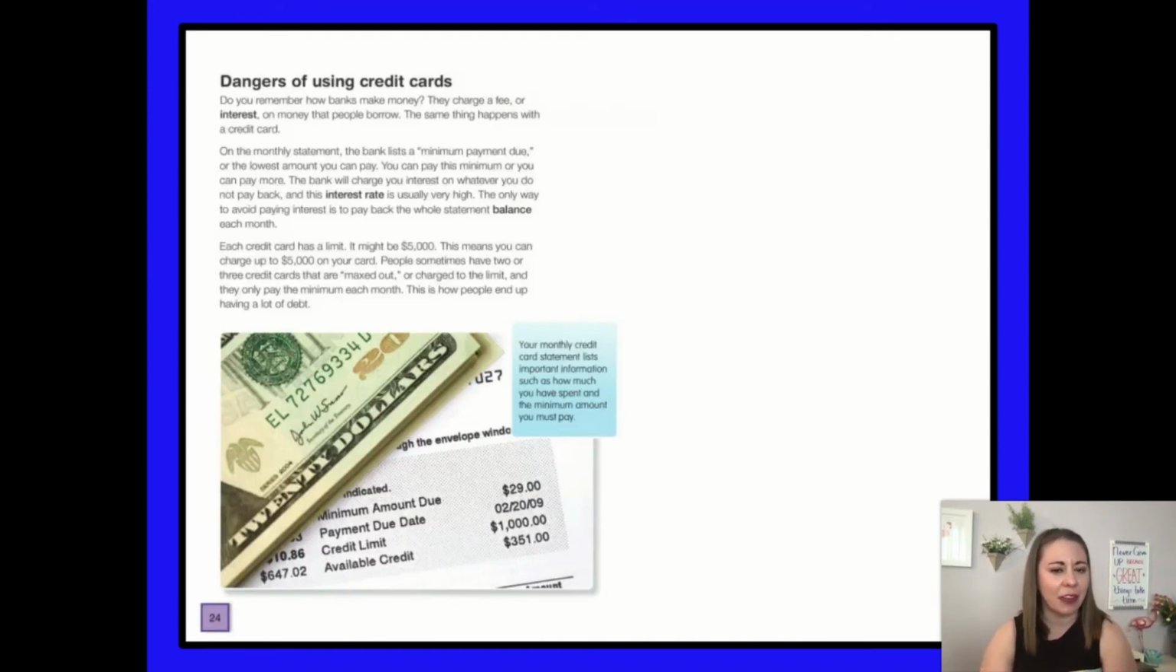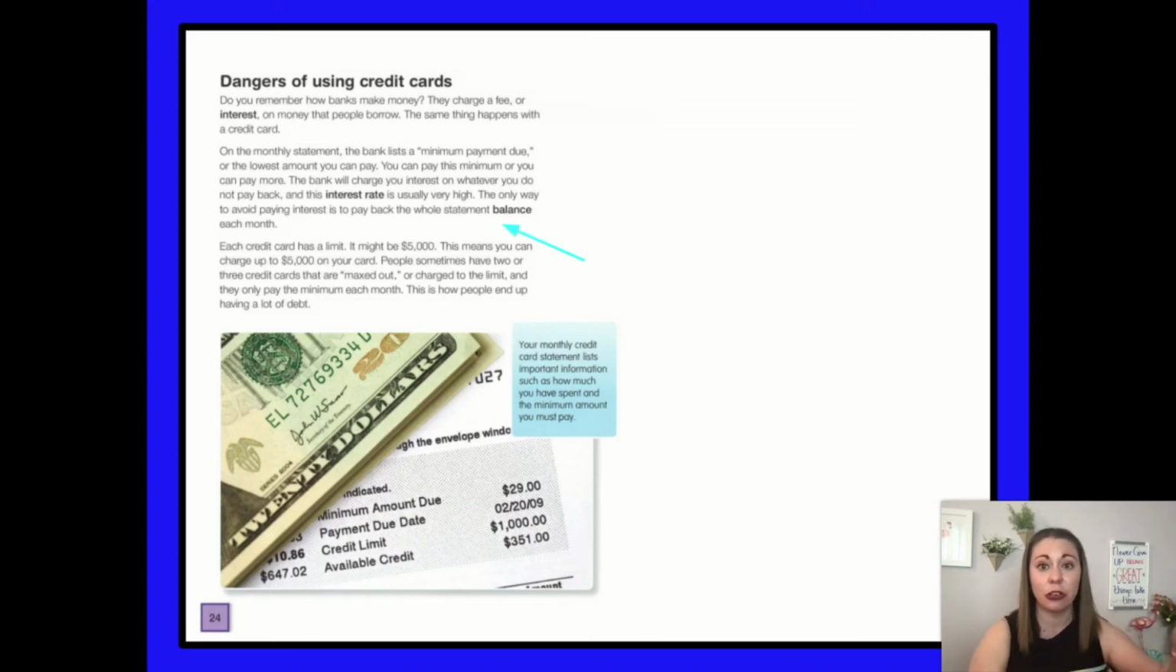Let's see. What else can we find? What about here? The only way to avoid paying interest is to pay the whole statement balance each month. So that means everything that you spent that month. Say I spent $250 on some new shoes, because, Miss Wagers, I love me some new shoes. So I go on a shopping spree.